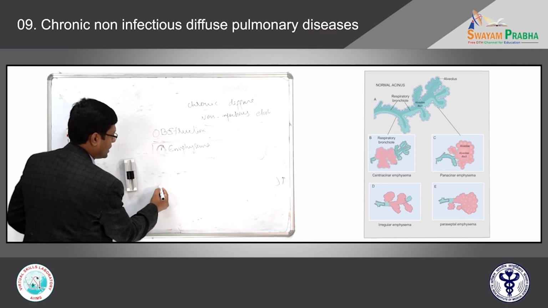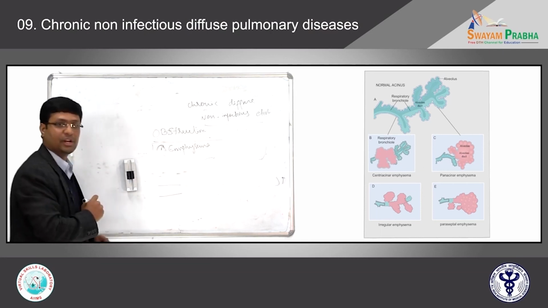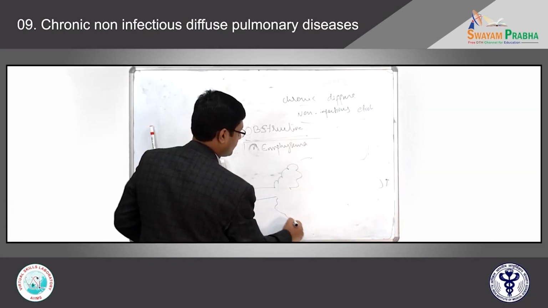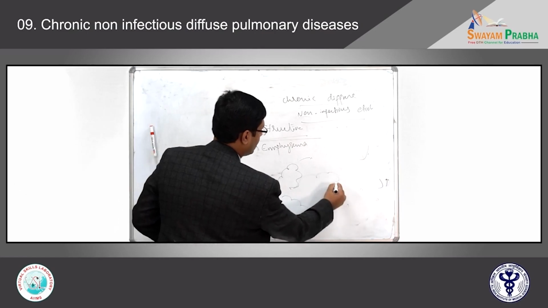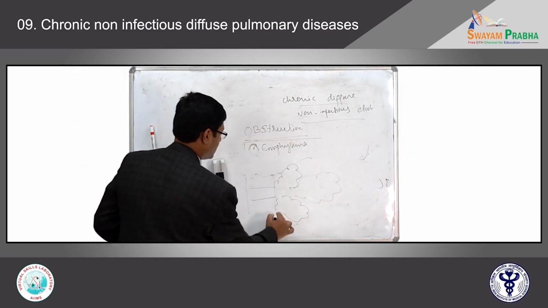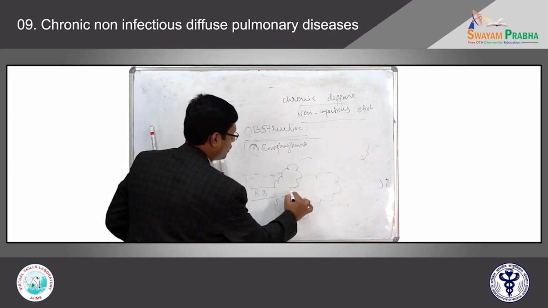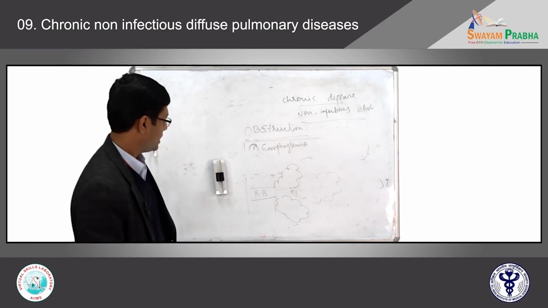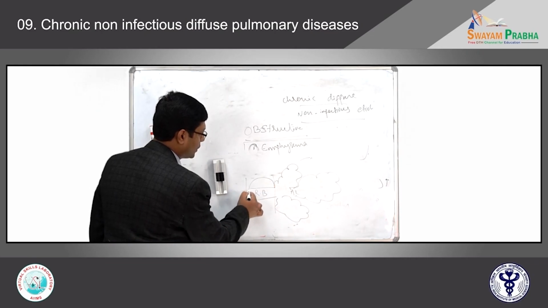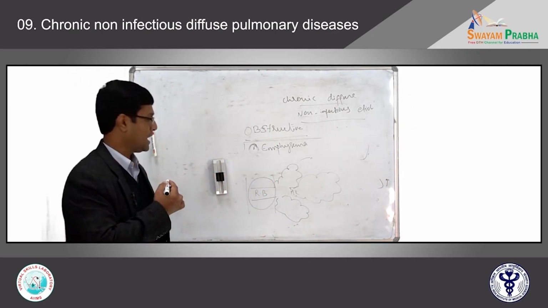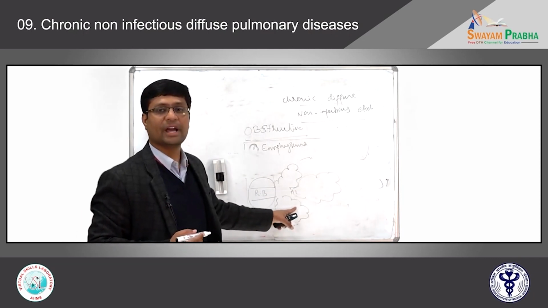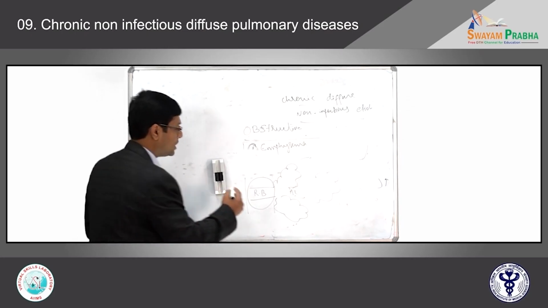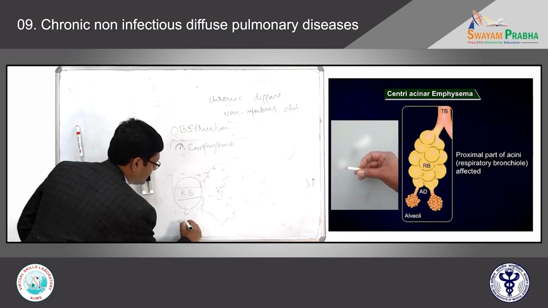So you can see the picture. I'll draw here again. This is the respiratory bronchiole. These are the alveolar units. This is one alveolus, one alveolus, one alveolus. This is the respiratory bronchiole and alveoli. All of you understood? Centriacinar emphysema means there is gross dilatation involving only the respiratory bronchiole. The rest of the alveolar sacs are essentially unremarkable. They are not dilated. There is marked dilatation only of the respiratory bronchiole. Then we call it centriacinar.